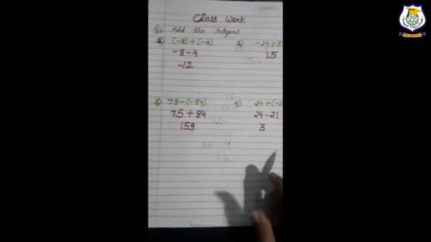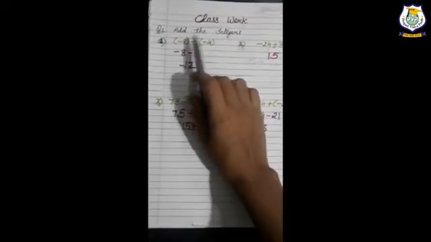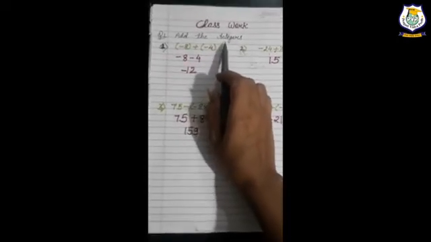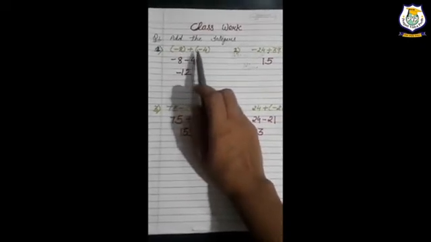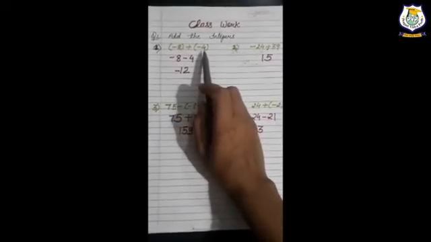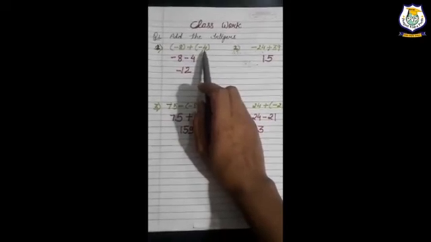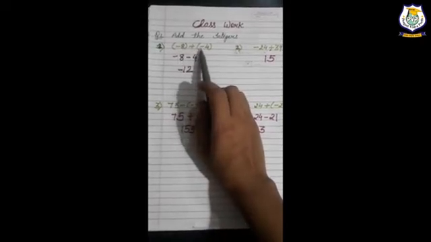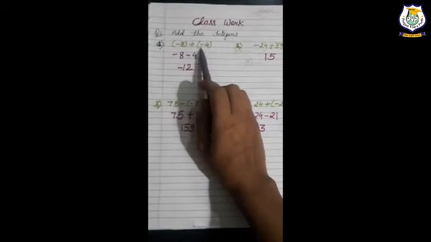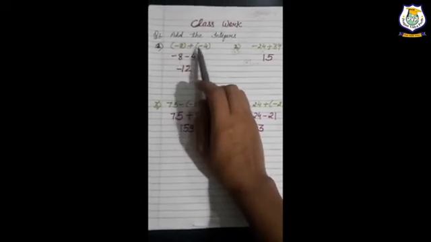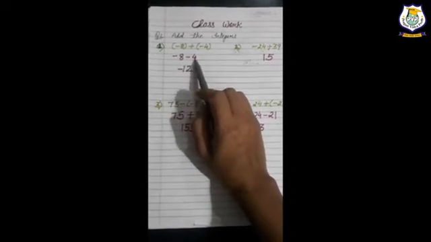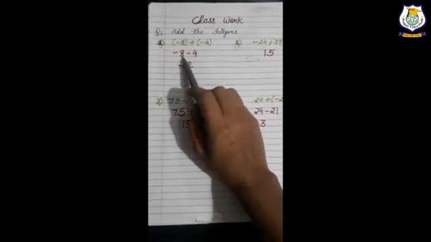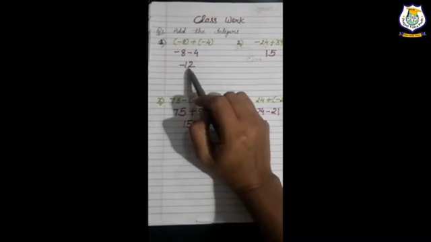So let us start with our first topic, that is addition of integers, right? Here I have written one sum, minus 8 plus bracket minus 4, right? I have told you about the rules that whenever we are having two numbers with the negative sign, then what we will have to do, we will have to add them. So I have written here minus 8 and minus 4. We will have to add 8 and 4, that is 12, right?